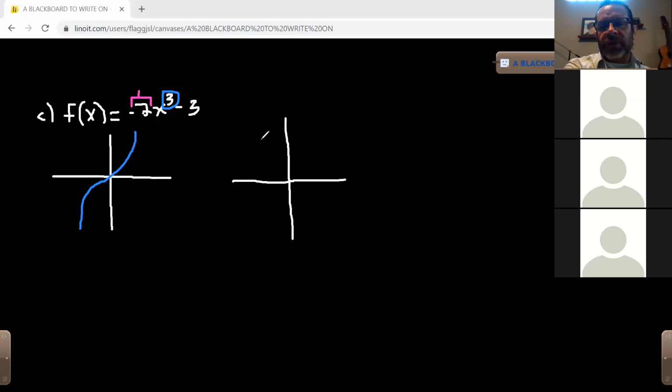What does the 2 do to the function? If I have something multiplying the function, it's stretching the function. It's a stretch of a function.